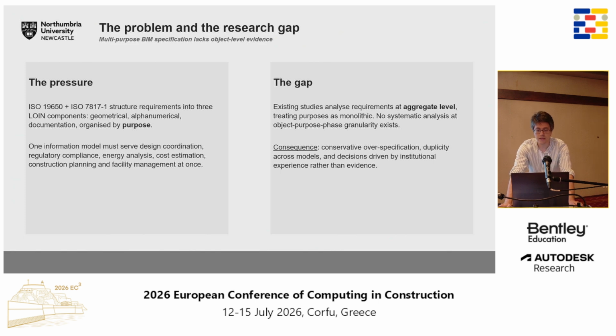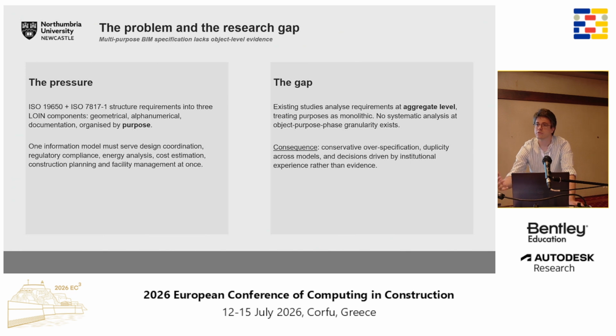The problem, really, about why this matters is that there are two standards that really tell us about the structure of information requirements, which are the ISO 19650 series and ISO 7817-1. And it basically determines information requirements into three big categories, which are alphanumerical, documentation, and geometrical information. And you want to organize them by purpose. And the problem is that once you have to coordinate such a model in a construction project, it becomes to the point where you really have no real single purpose model.